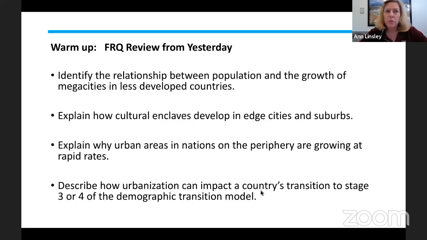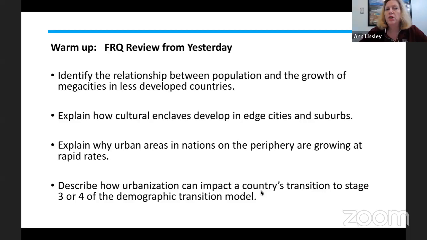In the next one, explain why urban areas and nations on the periphery are growing at rapid rates. The periphery. Now, this is a term that you might have had in your political section. It's also in our developmental section, but it's also in our urban section. But the periphery is just that, countries that are on the edge of the core developed countries. So why are urban areas in nations on the periphery growing at rapid rates?